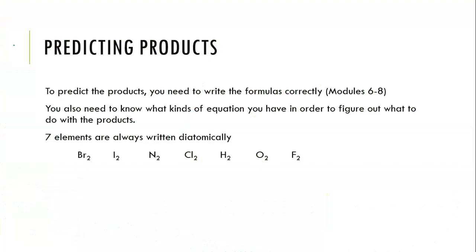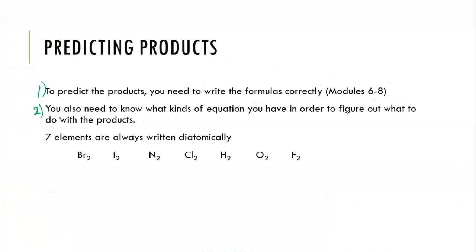The first thing, in order to predict the products, you have to be able to write the formulas correctly. This relies very heavily upon what we did in modules 6 through 8. So if necessary, you need to go back and review. I alluded to this in lesson 1, where I was talking with you about how we know where the subscripts come from and why you can't change them.